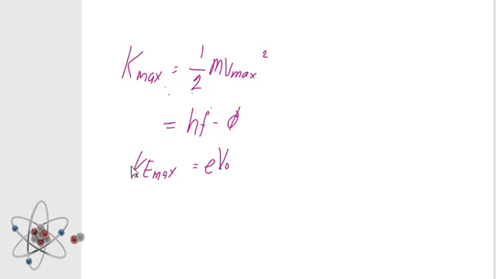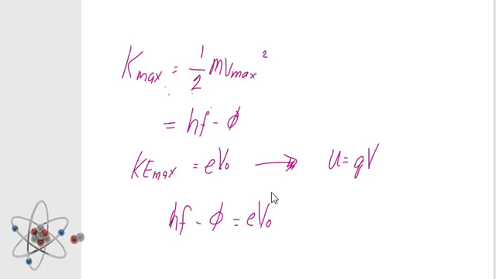Or if you may recall, in your electricity, it is analogous to this one. We have U, or potential energy, is equivalent to q times the electric potential. So it's like that. If we are going to equate this, we have KE maximum, hf minus the work function, equal to this: hf minus work function is equivalent to the electron charge times the stopping potential, or the electric potential. Okay, so we will have that equation. What do we mean by this one?